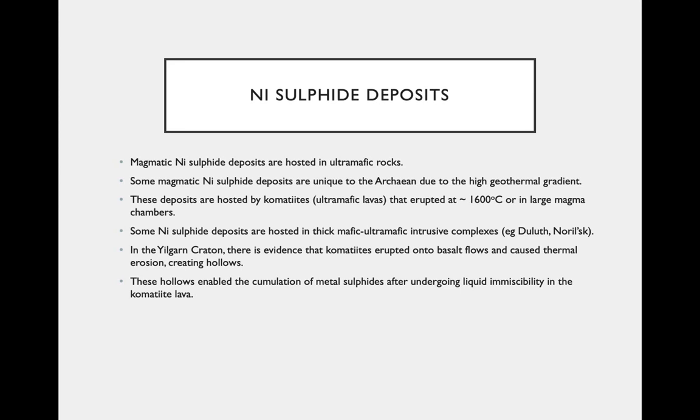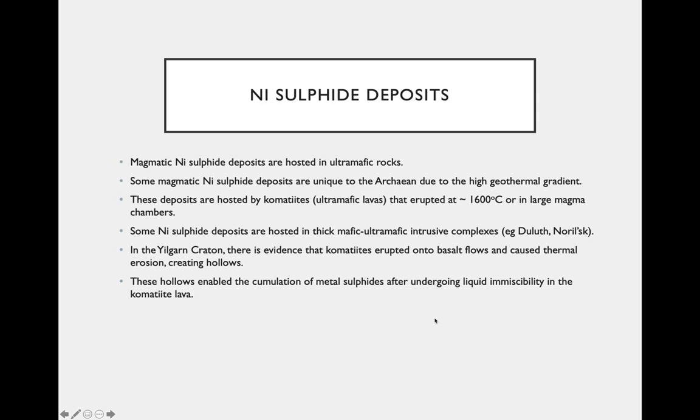Then as the mantle has progressively cooled, komatiites are no longer a common lava that forms. People think they might be forming these days, but it's not that clear that they are. And so they're very common here in these lavas. Other ones can be formed in thick mafic to ultramafic intrusive complexes like Duluth or Noril'sk. And in the Yilgarn, there is evidence that komatiites have essentially erupted over basalt and caused erosion because it's so much hotter than the basalt. And these hollows actually contribute to the accumulation of metal sulfides when we go into this liquid immiscibility.